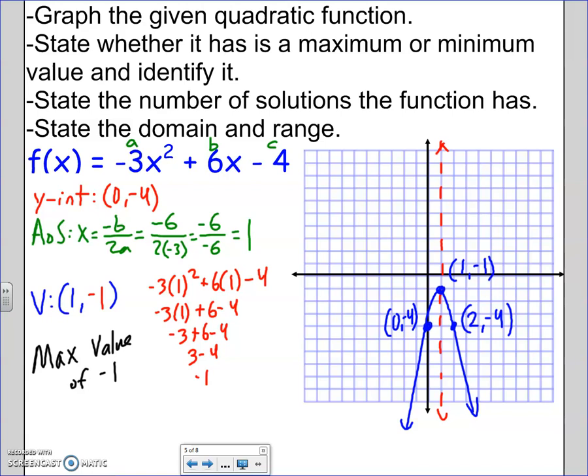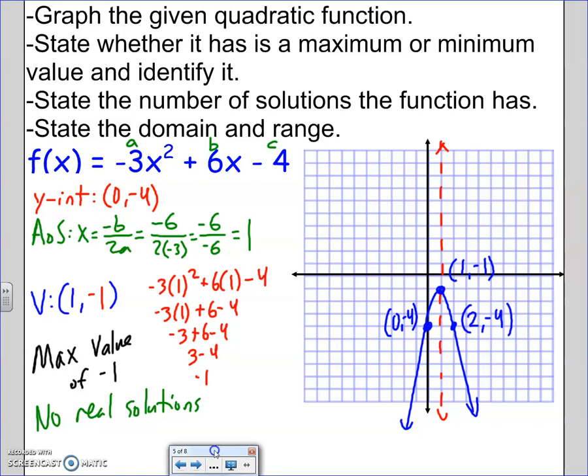What else? It says state the number of solutions. I'm looking for the number of x-intercepts. I don't see any, so I'll say no real solutions. Or you can say no real roots. They're both imaginary. Last question is find domain and range.